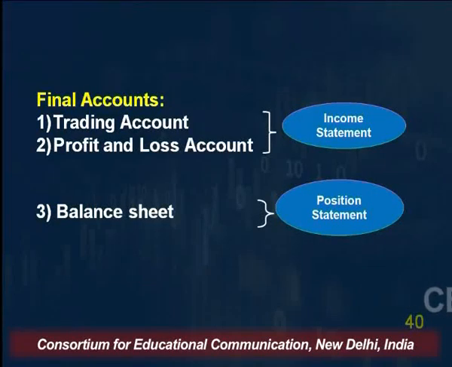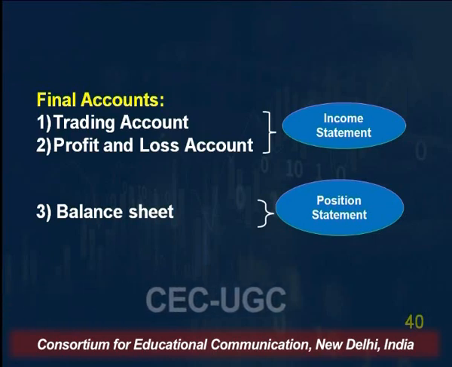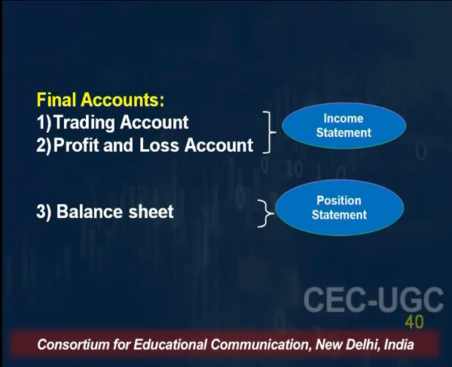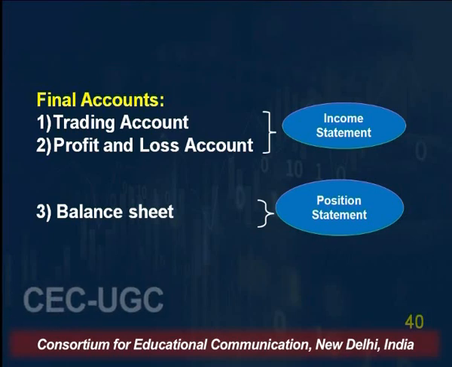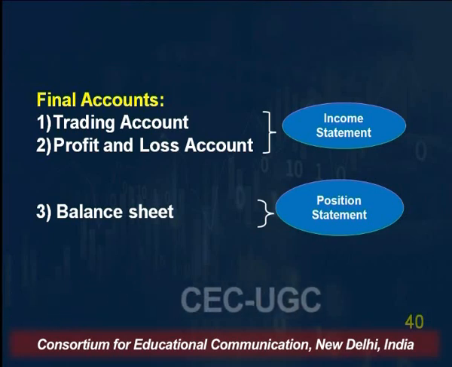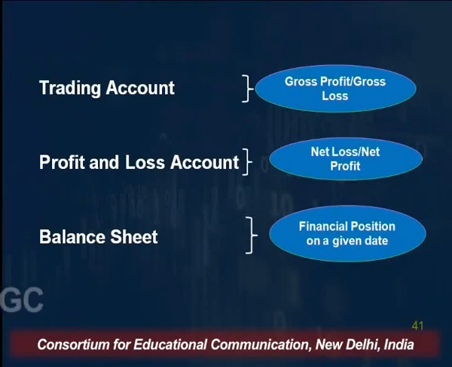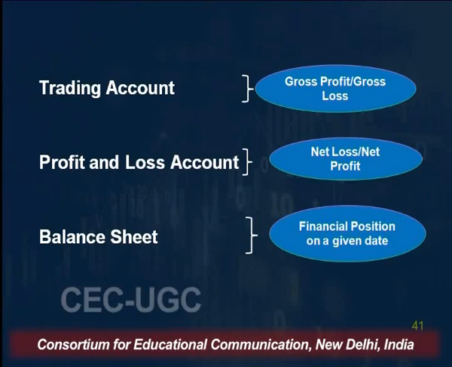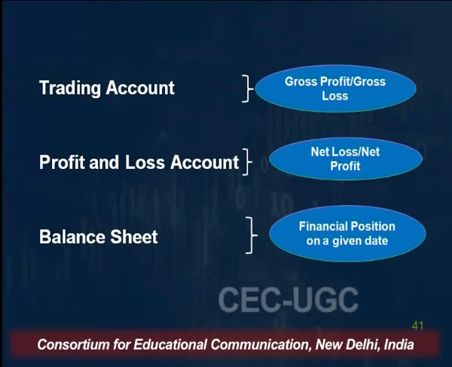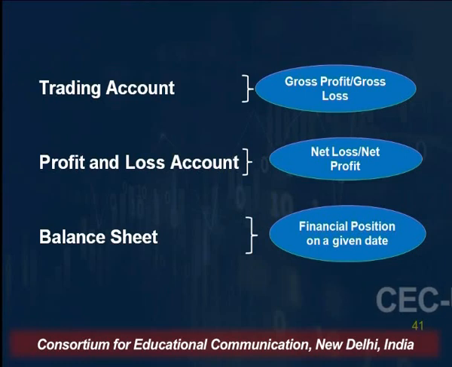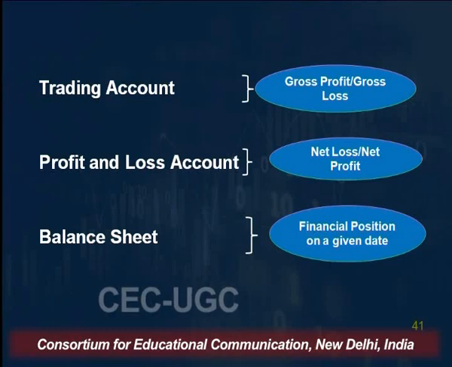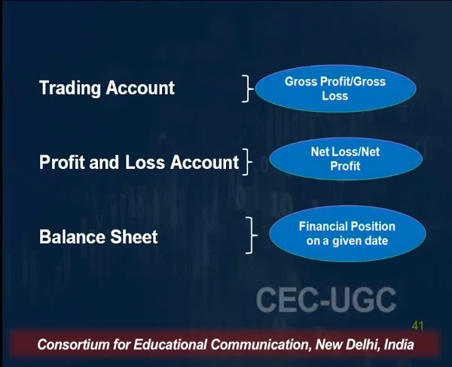Trading account and profit and loss account are known as the income statement because they depict the financial performance of the enterprise. Balance sheet depicts the financial position of an enterprise, so it is known as a position statement. By preparing the trading account, we calculate gross profit or gross loss, whichever it is, and that is transferred to the next account, the profit and loss account.